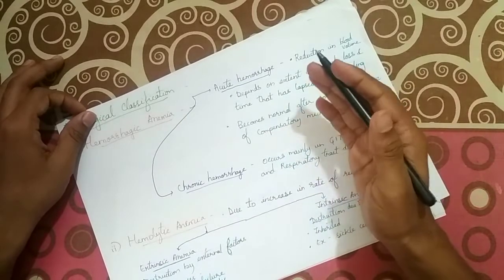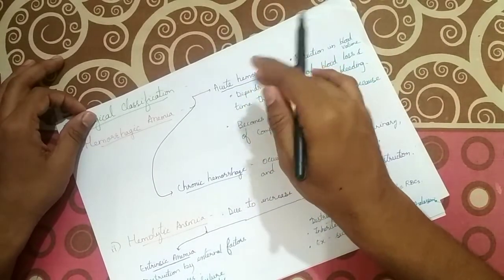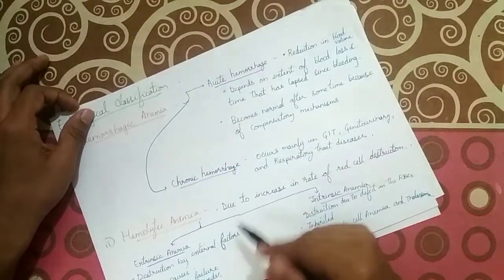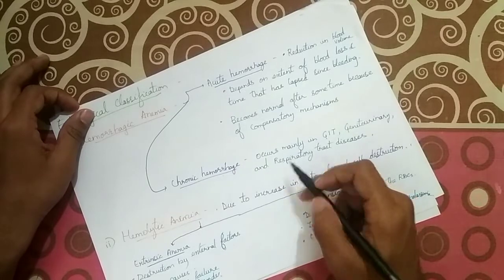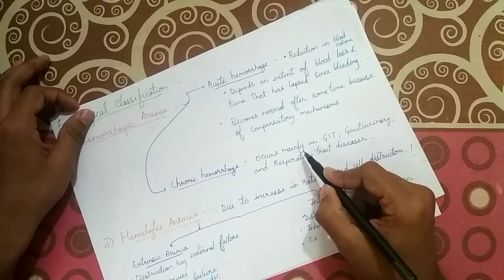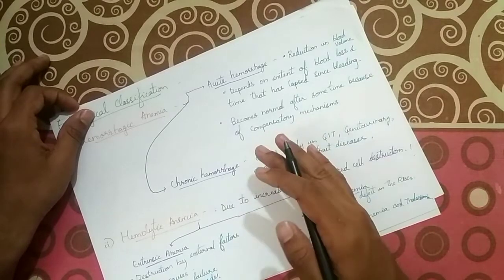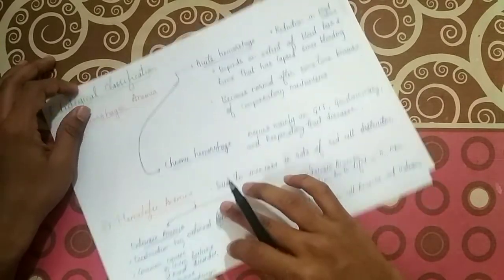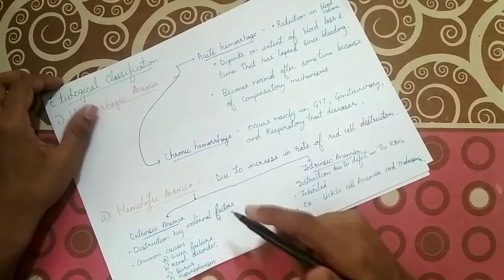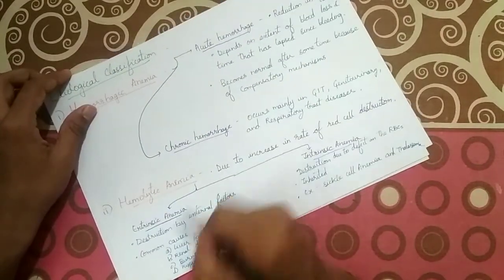So the compensatory mechanism acts in this case, which regulates the blood loss and it's acute. Chronic hemorrhage, it occurs mainly in the GIT, genitourinary and respiratory tract diseases. It is the internal hemorrhage or internal bleeding as you can call it, and the compensatory mechanism cannot regulate it to an extent. Let's talk about hemolytic anemia.